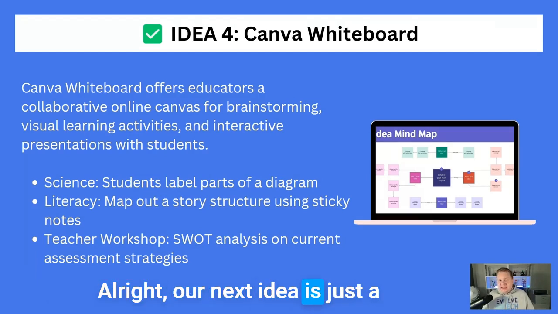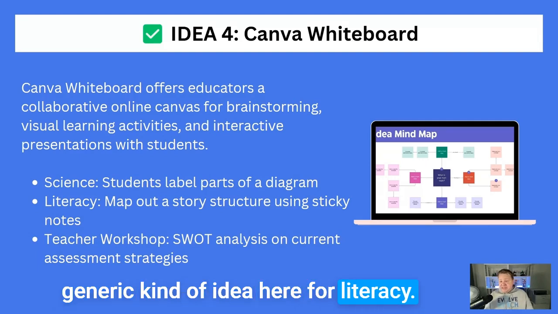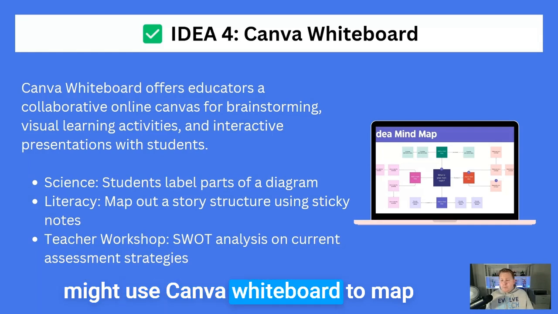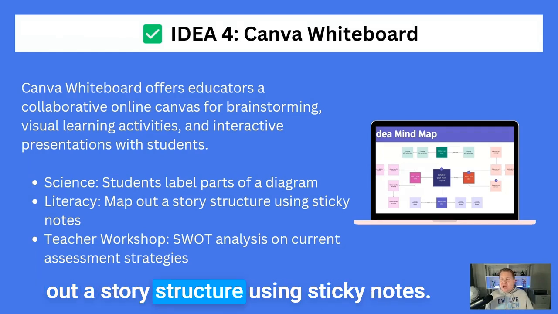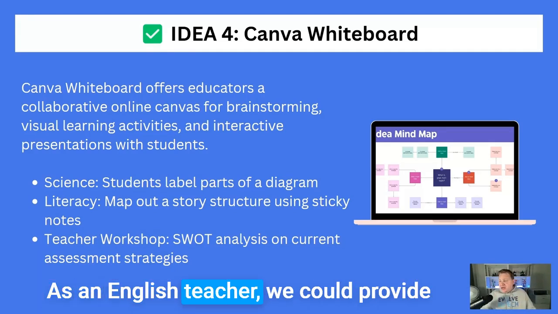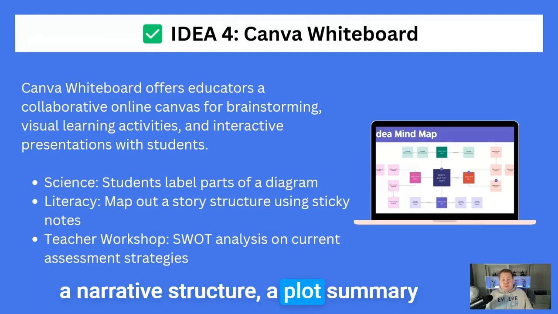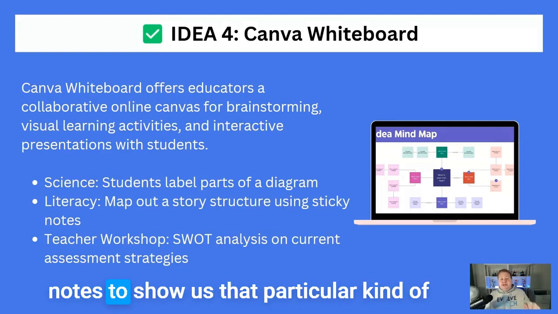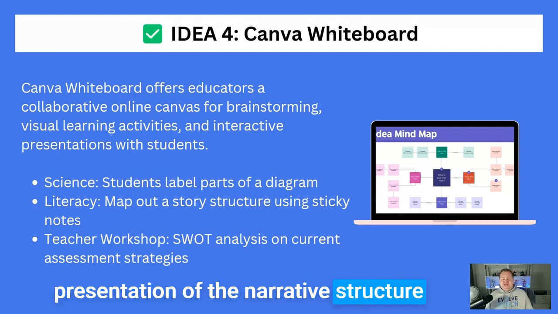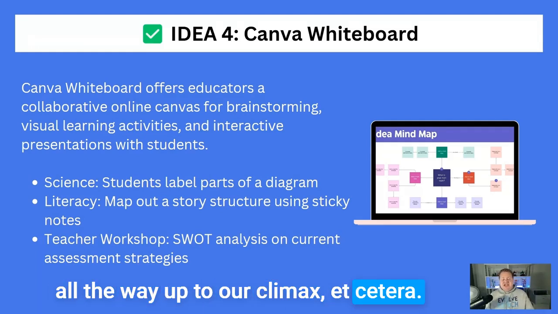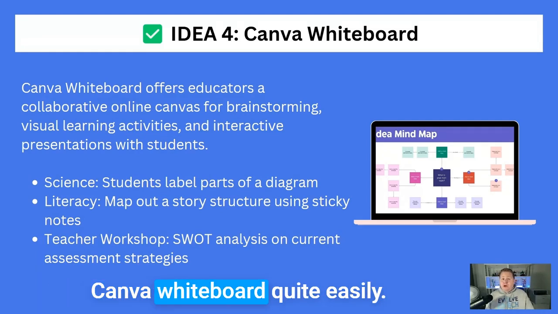All right, our next idea is just a generic kind of idea here for literacy, maybe your English, language arts, whatever you're teaching. And we might use Canva Whiteboard to map out a story structure using sticky notes. So I can see this in my mind here as an English teacher. We could provide a narrative structure, a plot summary on a Canva Whiteboard, and we could get our students to use their sticky notes to show us that particular kind of presentation of the narrative structure, from the orientation, our rising action, all the way up to our climax, etc. They could do this using a Canva Whiteboard quite easily.